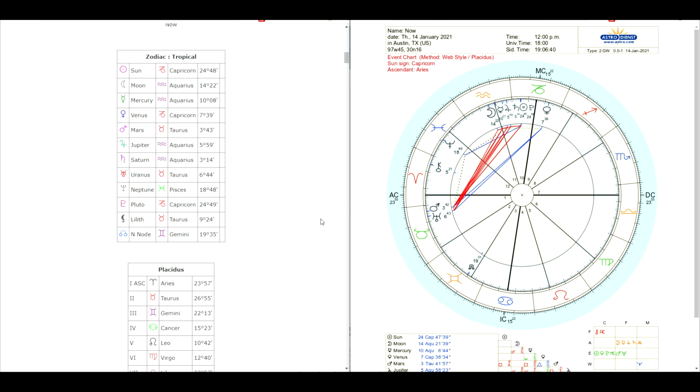Your privacy is protected. That's really nice. And now you're just going to put in your birth information. So we're just going to do a chart for right now, where I am, or like what's going on right now. Today's the 14th of January. It's year 2021. We're just going to do it for noon. Why not? And we're going to do it for Austin, Texas.